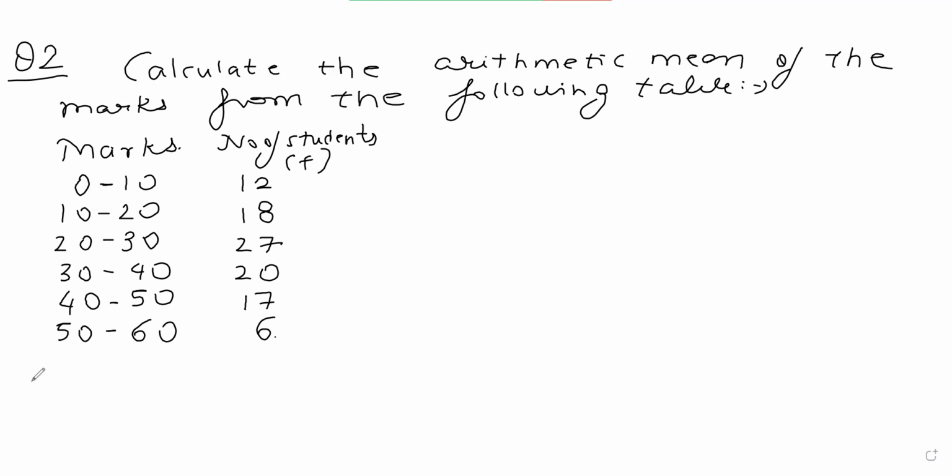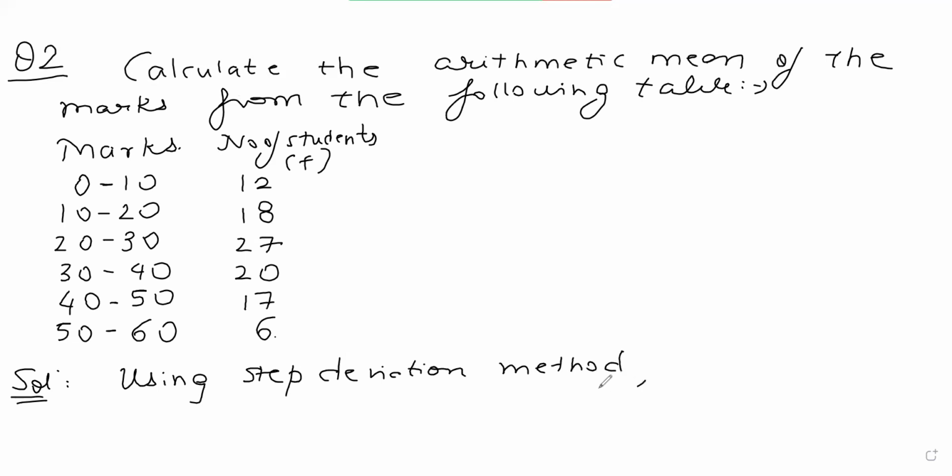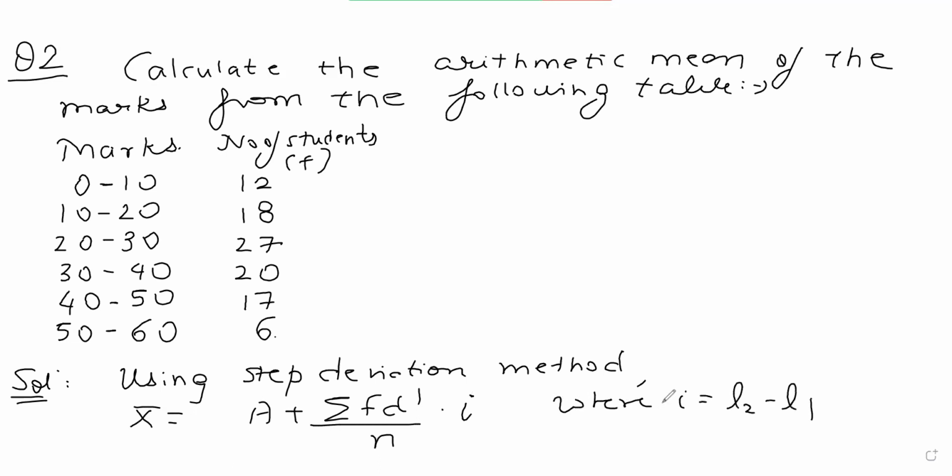So, what is the formula? If we look at the formula using the assumed mean method, or in fact, the even better method is the step deviation method. That's even faster. Using the step deviation method, x bar is nothing but assumed mean plus summation fd dash by n times i, where i itself is the magnitude of the class interval, L2 minus L1, upper limit minus the lower limit.